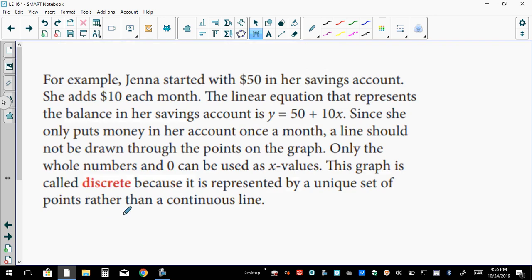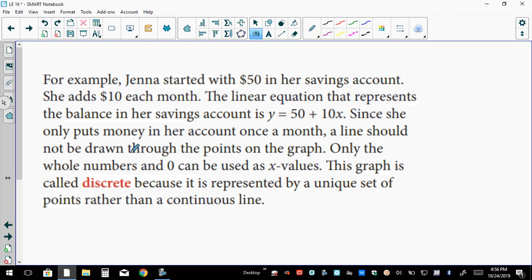Now, not all linear equations you connect with a line. Like this one, it says, for example, Jenna started with $50 in her savings account. She adds $10 each month. The linear equation that represents the balance in her savings account is y equals 50 plus 10x. Now, this isn't in y equals mx plus b form like we've known it, so we're going to switch that in a minute.